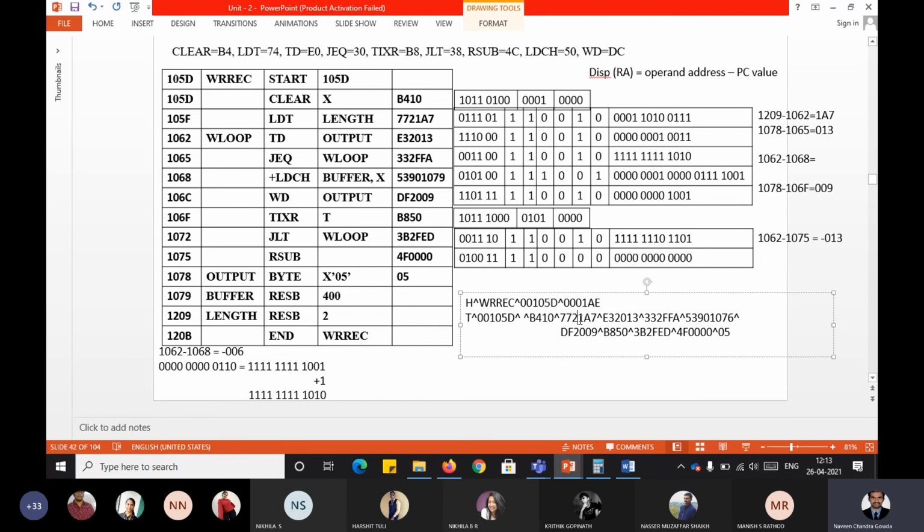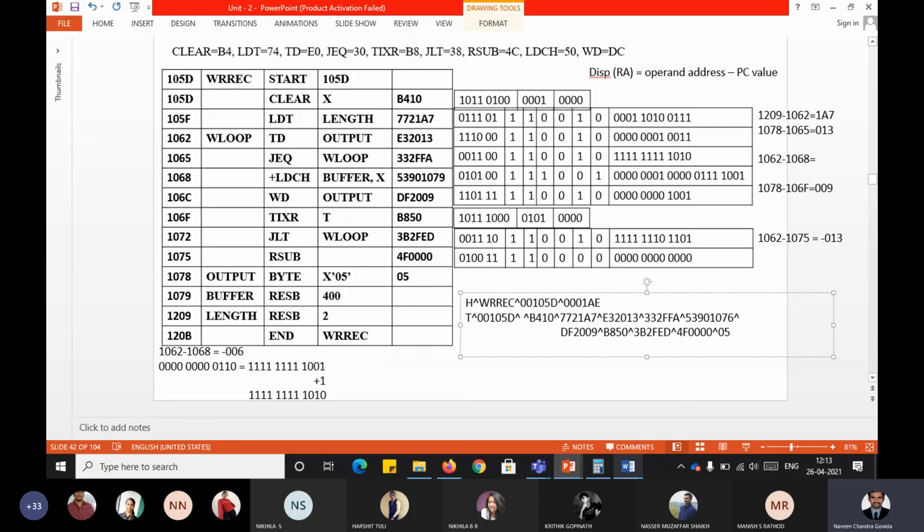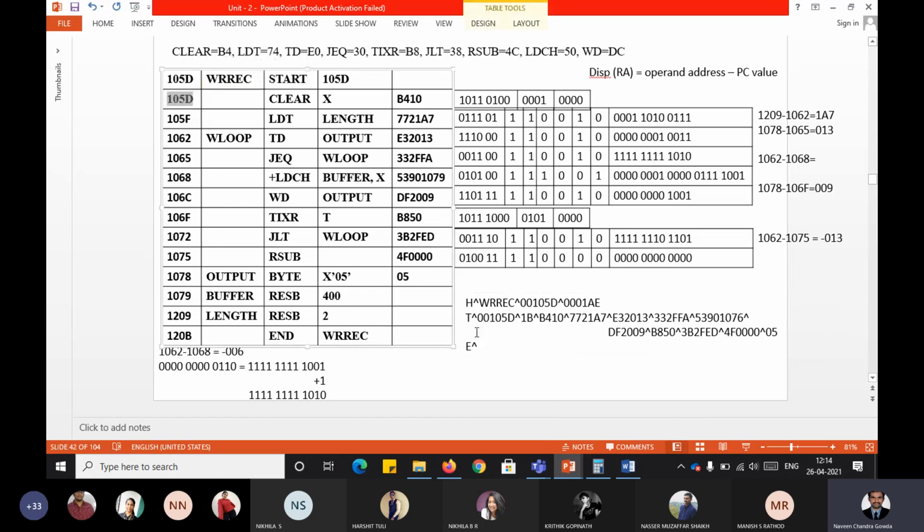Now if you want, you can count off. 2 plus 3 is 5, 5 plus 3 is 8, 8 plus 3 is 11, 11 plus 4 is 15, 15 plus 3 is 18, 18 plus 2 is 20, 20 plus 3 is 23, 26 and 27. When I convert 27 to hexadecimal, I get 1B. So the length of this text record is 1B. And finally, I'll write the end record. E followed by the starting address. What is the starting address here? It is 105D, so it is 00105D.